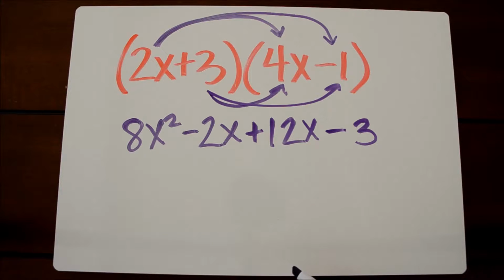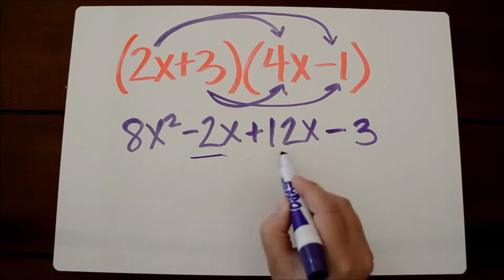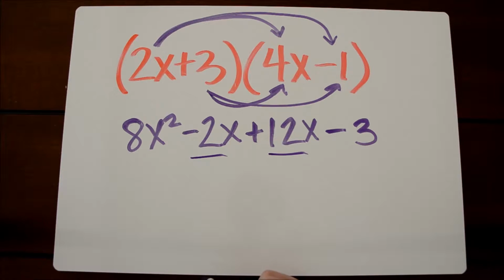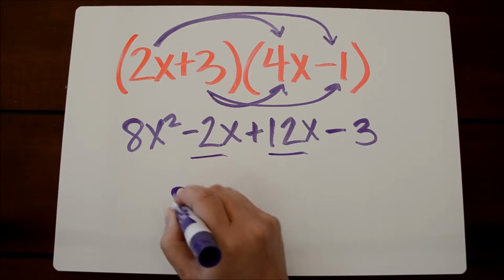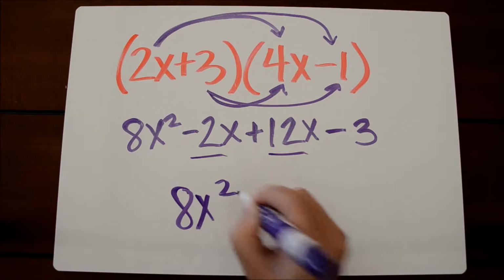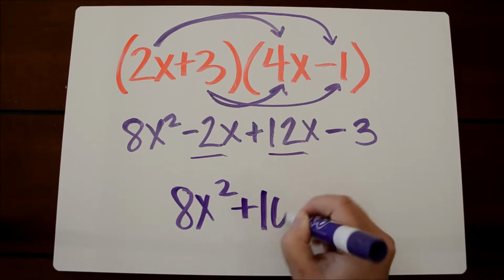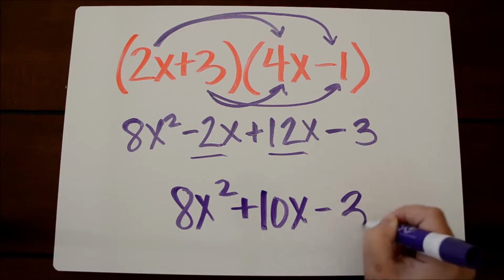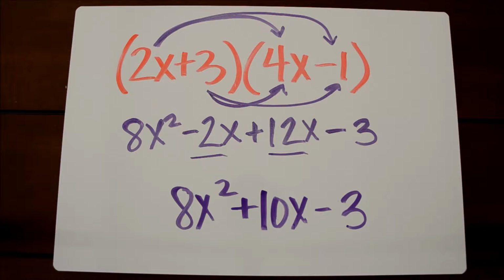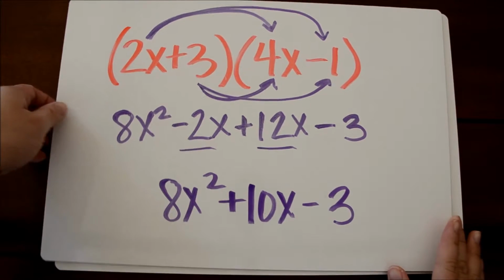We could combine our x terms because those are like terms, -2x and positive 12x. And so we get 8x squared plus 10x minus 3. And that is our simplified expression. Let's take a look at another example.